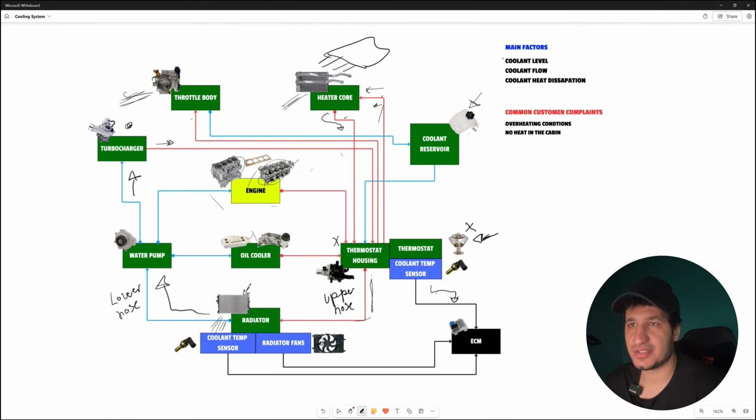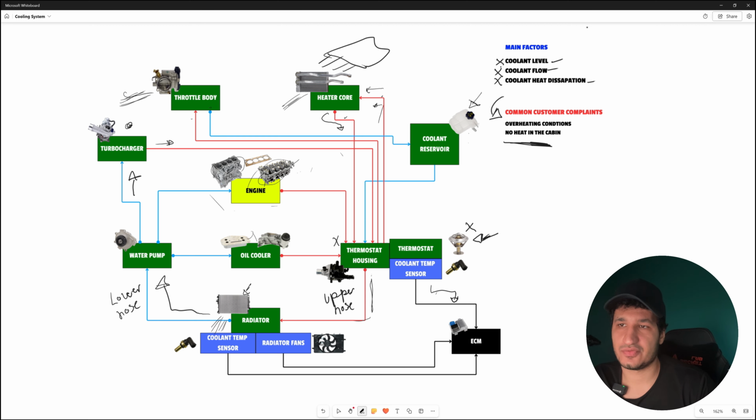So the main factors in any cooling system are coolant level, coolant flow, and coolant heat dissipation, which is the ability of the coolant to get rid of its own heat. Any disturbance in any of these is going to cause problems, and it's going to cause the most common customer complaints, which is overheating conditions, and the second one, no heat in the cabin. Those are the most common complaints. And also there's another complaint, which is leaks, but we'll go over that after this.